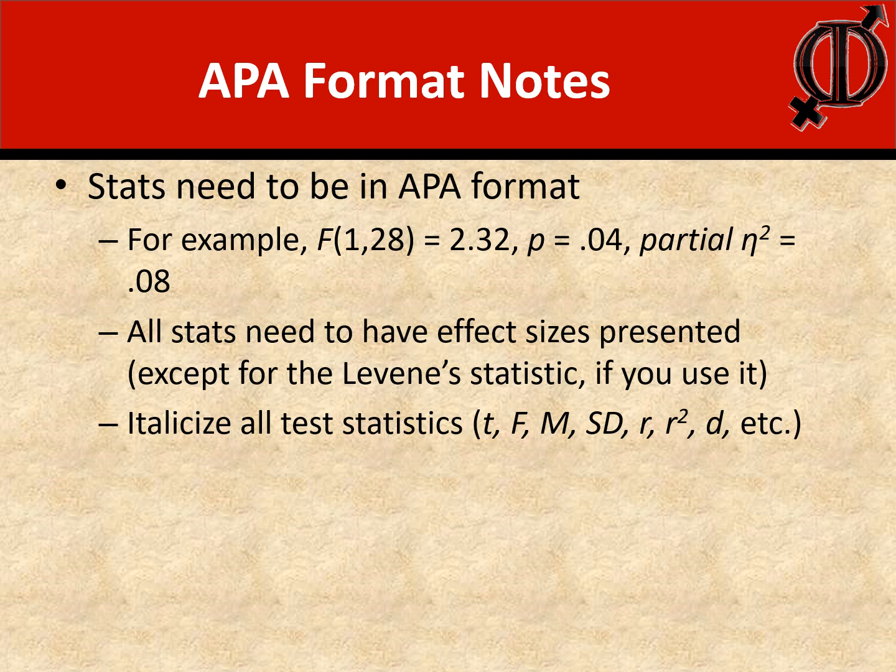If it was a correlation, it would simply be r. There'd be a single degrees of freedom, n minus 2, the number of people that you actually looked at minus 2, the value, the p-value, and instead of partial eta squared, which is for ANOVA, it'd be your r squared. All stats need to have effect sizes presented. If you do present Levene's statistic, you usually don't have to present an effect size. And some people would argue that if it's not significant, you shouldn't report an effect size.